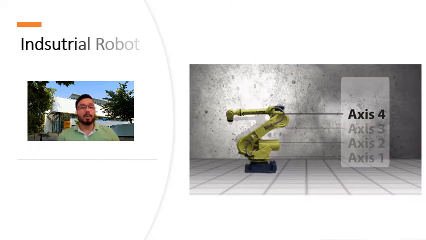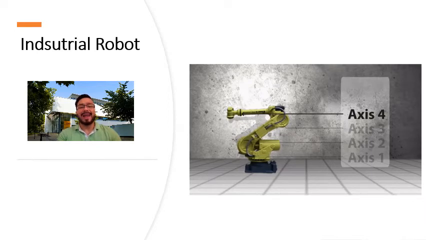But now, what is an industrial robot? An industrial robot is defined as an automatically controlled, reprogrammable, multi-purpose manipulator programmable in 3 or more axes, which may be either fixed in place or mobile for the use in industrial automation applications.